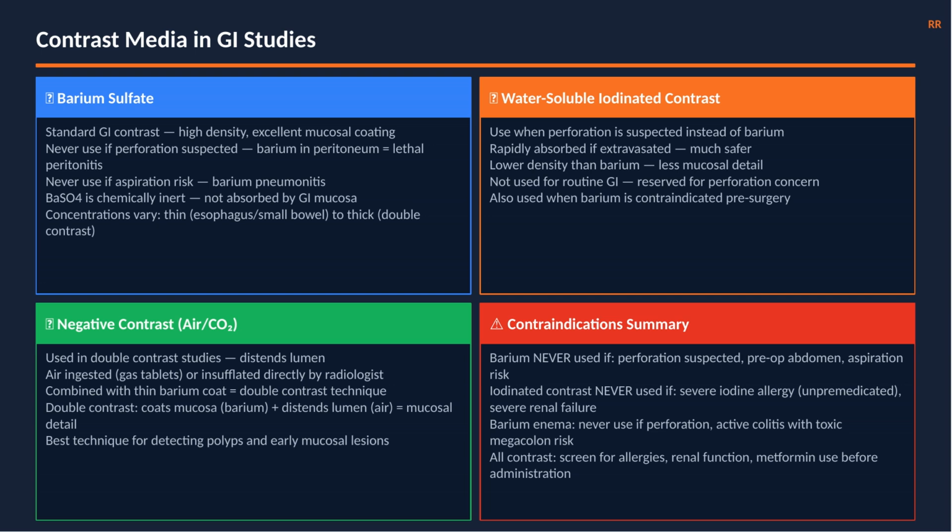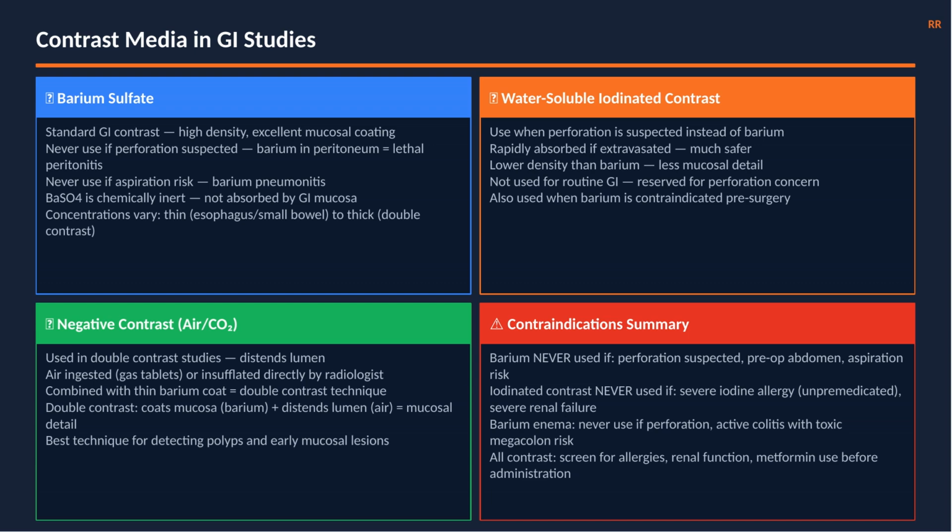Water-soluble iodinated contrast. The substitute when perforation is suspected. If it extravasates into the peritoneum, it is rapidly absorbed without causing the catastrophic inflammatory reaction barium produces. Lower density than barium, less mucosal detail. Also used preoperatively when barium is contraindicated.